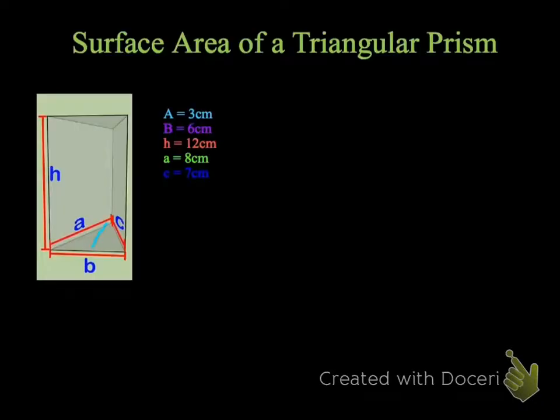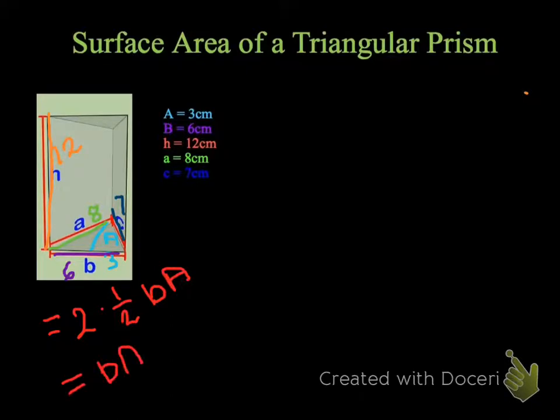This next problem I want you to do with me. Altitude equals 3 centimeters, the base equals 6 centimeters, the height equals 12 centimeters, side A equals 8 centimeters, and side C equals 7 centimeters. The formula for the area of the two bases is area equals base times A.